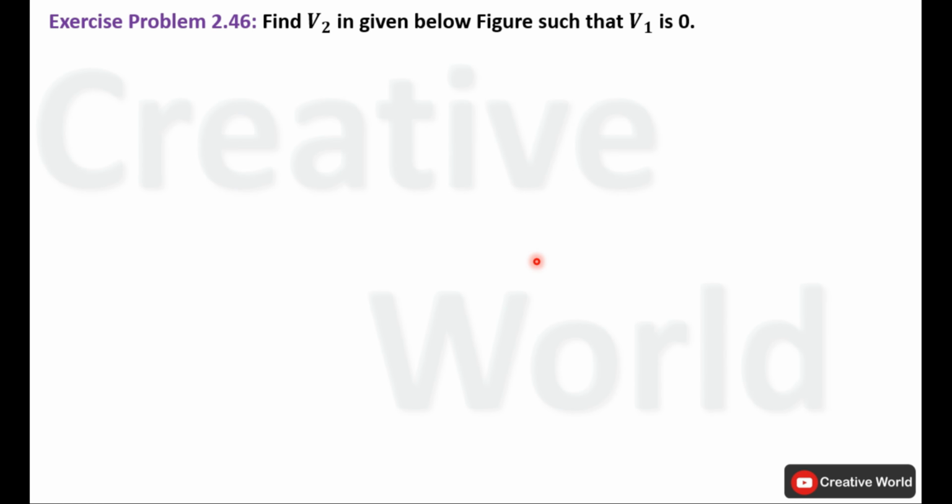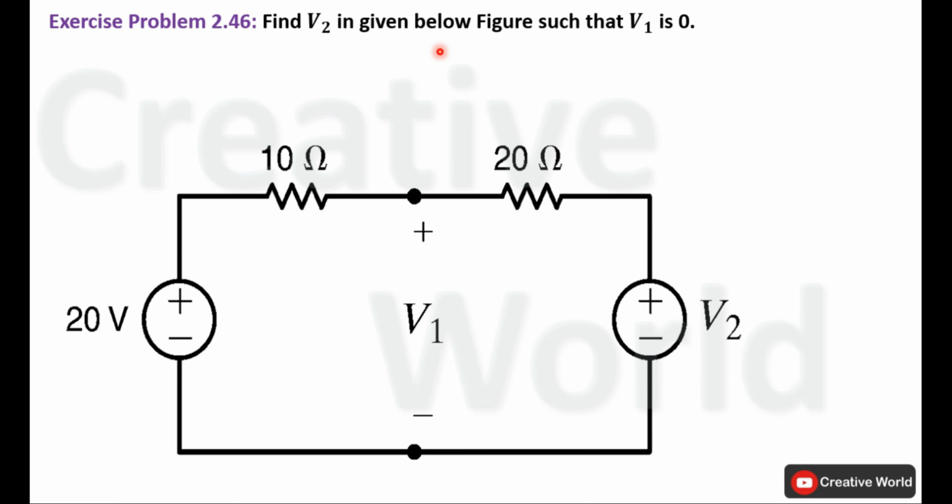Exercise problem number 2.46. Find voltage V2 in the given figure such that V1 is equal to 0. This is the circuit diagram of the given problem. We have to find the value of voltage V2 inside this circuit. One condition is given that V1 will be equal to 0. First of all, we will assume there is a load connected between these 2 points labeled as R, and the voltage across this R is V1. In this scenario, it is given that V1 will be equal to 0 volt.